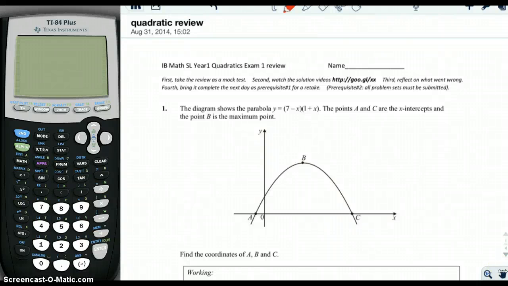This is the Math SL quadratics exam 1 review. Problem 1. The diagram shows the parabola y equals (7 minus x)(1 plus x). The points A and C are x-intercepts, and the point B is the maximum point. Find the coordinates of A, B, and C.